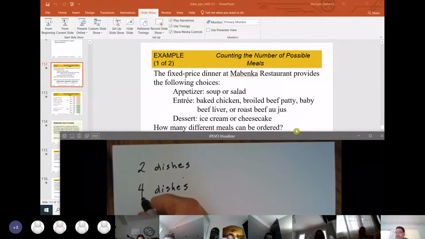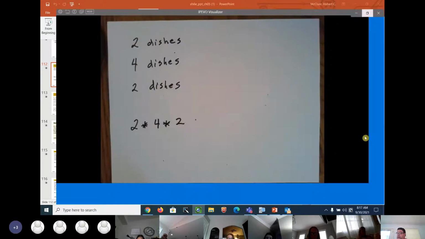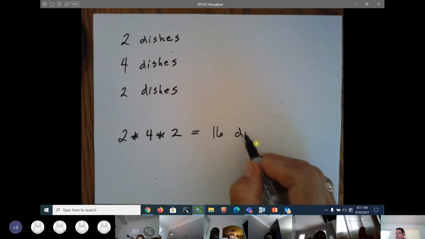And 2 dishes for dessert. Of course, y'all not going to say anything anyway, so I'm just talking to myself, I guess. So that's going to be 2 times 4 times 2, which is equal to 16 different arrangements.